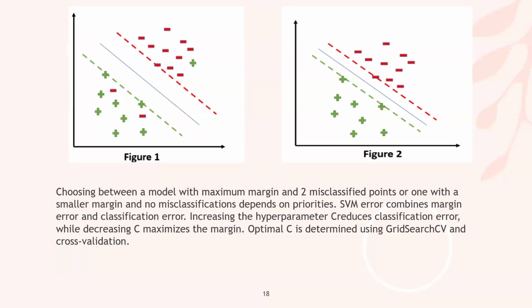Whereas in figure 2, it is linearly separable data, so we need to minimize the margin as much as possible. Depending on the data set and the labels, we need to figure out which margin to draw. Choosing between the models: a maximum margin with two misclassification points is often preferred over one with a smaller margin and no misclassification, depending on the priorities. So SVM error combines a margin error and a classification error. So here in the soft margin, as we discussed, we need to add some error so that it will perfectly describe the hyperplane parameter.